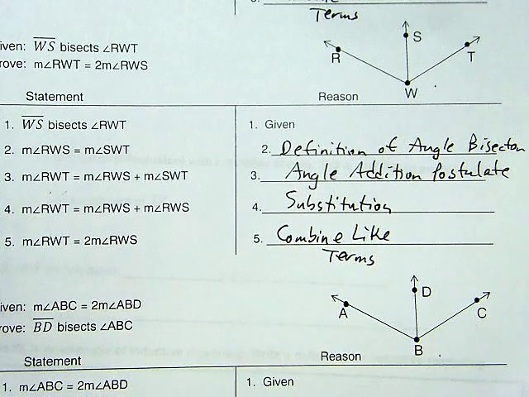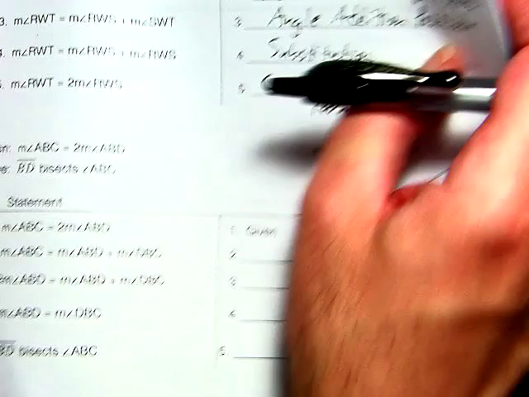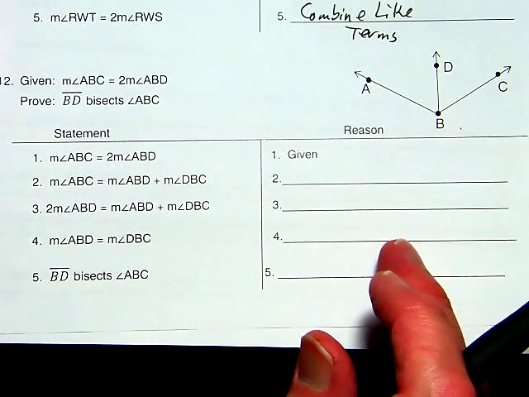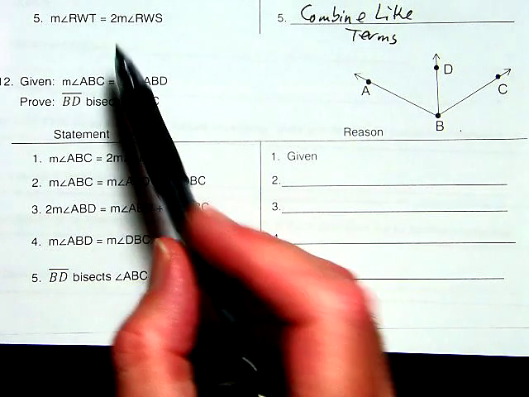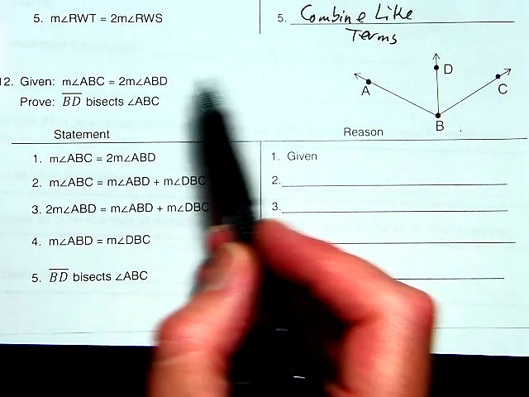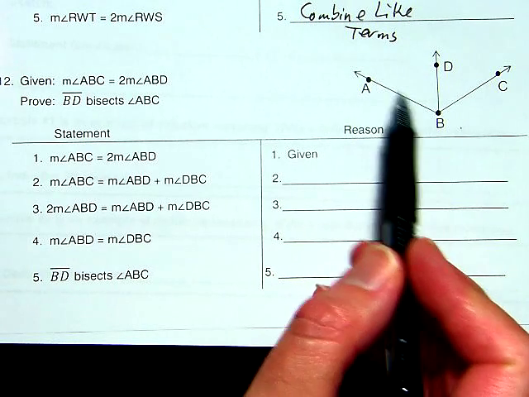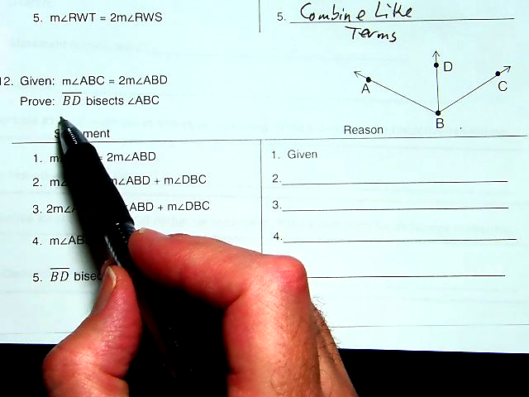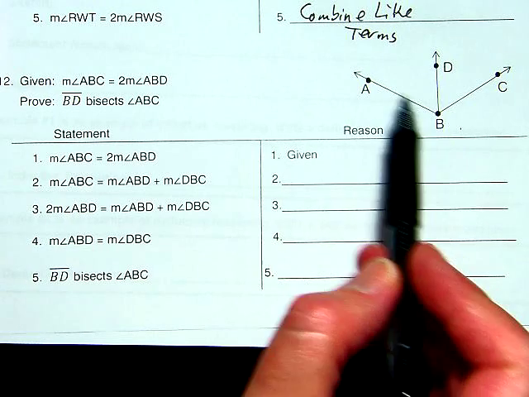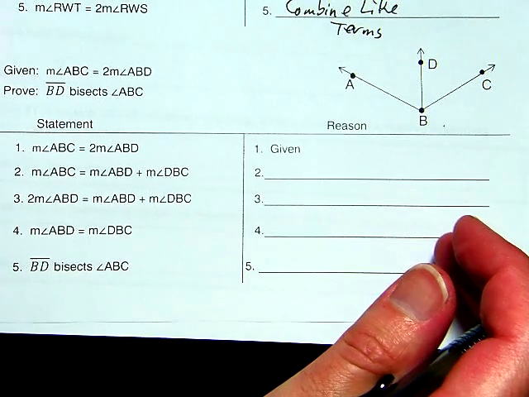And now problem number 12 is a proof that is a little bit different. So again, we're given a similar looking diagram. We're given that the measure of angle ABC, which is this large outside angle, is equal to twice the measure of angle ABD. And we need to take that fact and prove that that means that BD bisects angle ABC. So let's see how that's done.